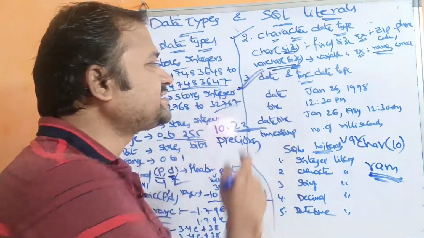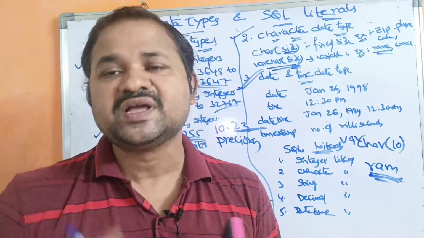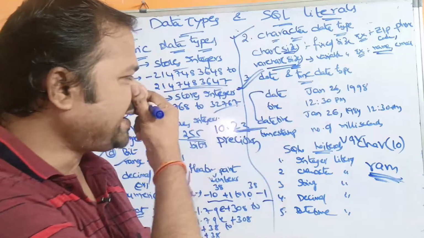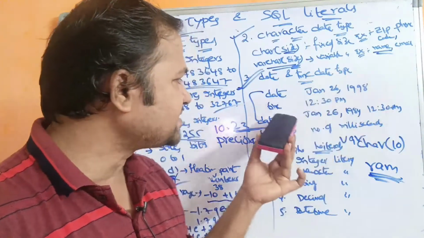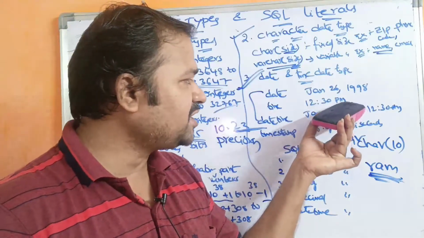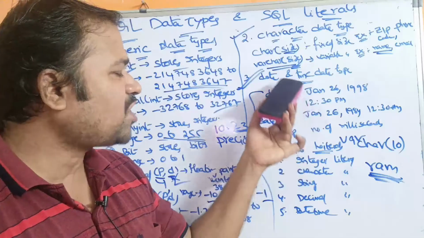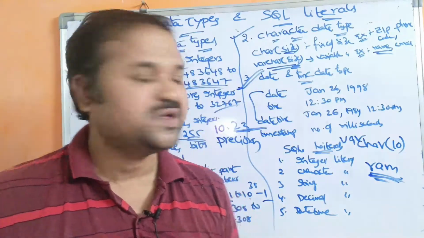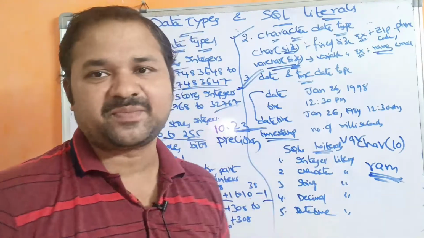And the last one is the date and time data type. It is mainly useful in order to store date and time values. Here mainly we have 3 data types. Date is useful in order to store the date like this. Time is useful in order to store the time. The next one is datetime. Datetime means a combination of date and time. In order to store both date and time, we use datetime. And the last data type is timestamp.